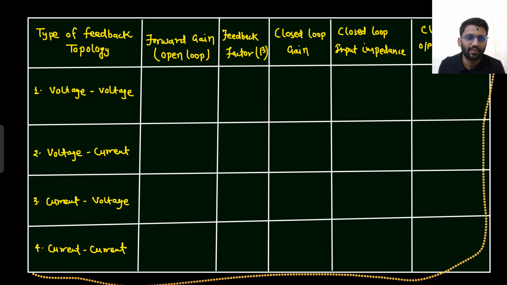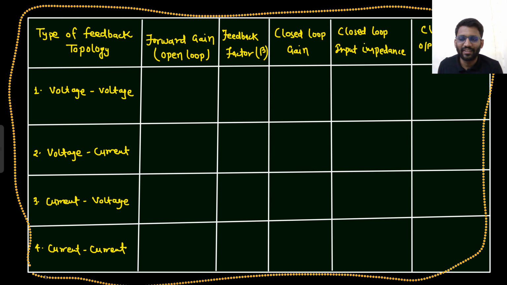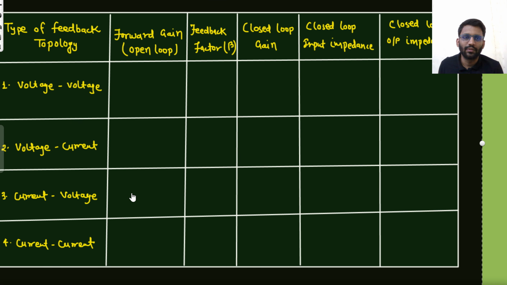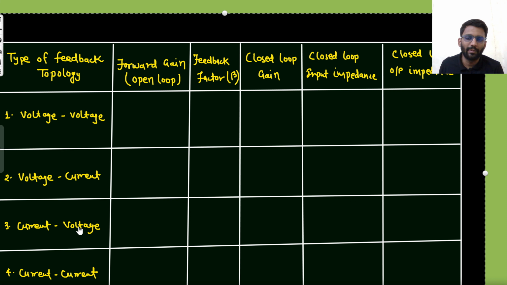This is being shadowed now. You can see my face, right? But what I have written here, that is closed loop output impedance. So we are going to write the types of feedback topology. We will write the forward gain, we will write the feedback factor, we will write the closed loop gain, we will write the closed loop input impedance, and we will write the closed loop output impedance.